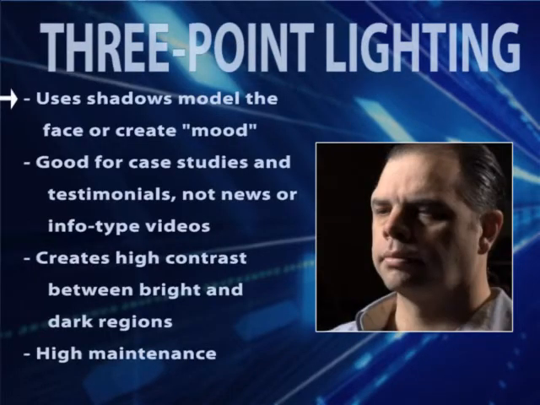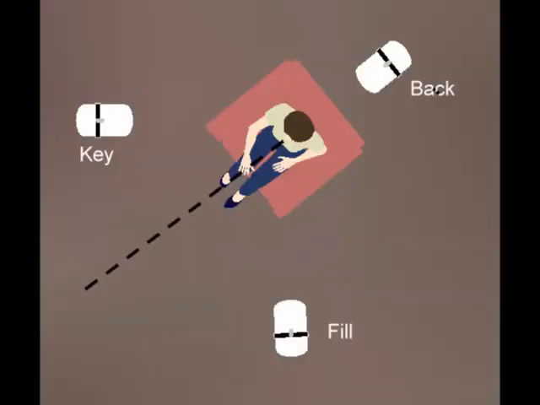To review, three-point lighting is best used when you're attempting to create a dramatic mood. It's good for case studies and testimonials, but not for news or informational videos. Three-point lighting creates high contrast between bright and dark regions, and is high maintenance because even small movements can throw off the desired effect. There are three lights to place for three-point lighting: the key, fill, and backlight.